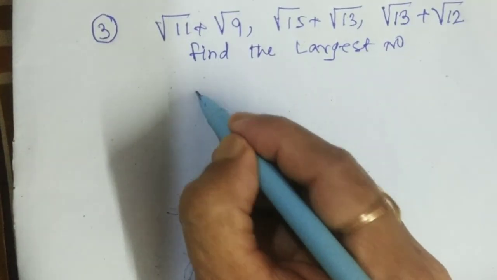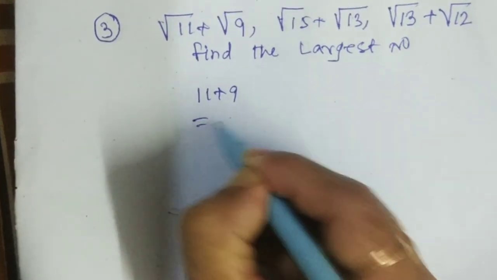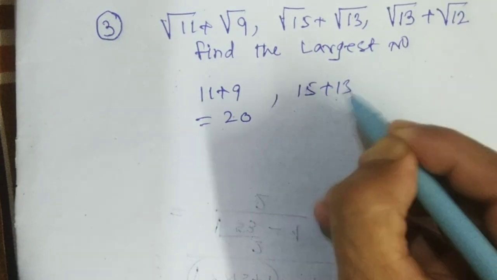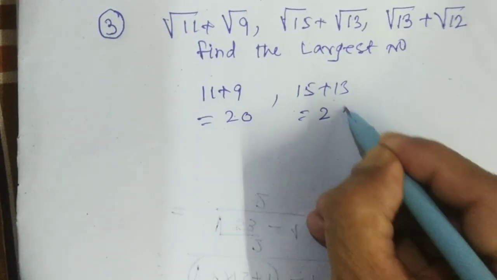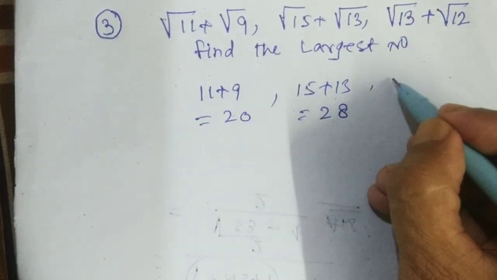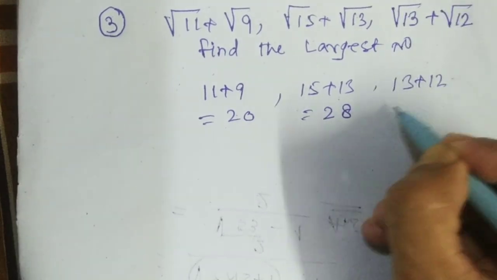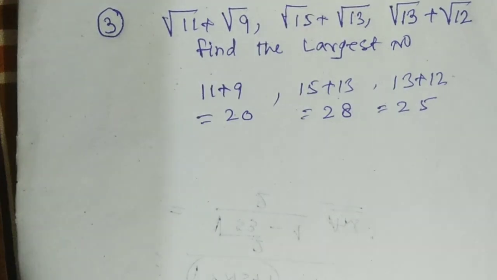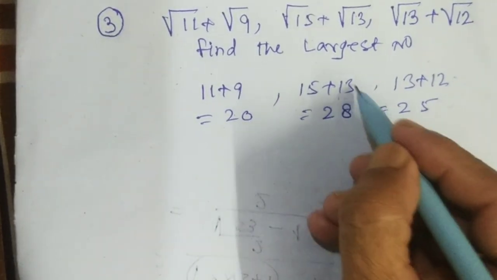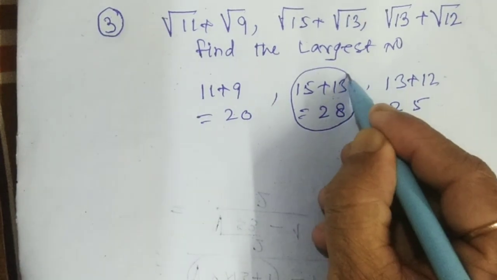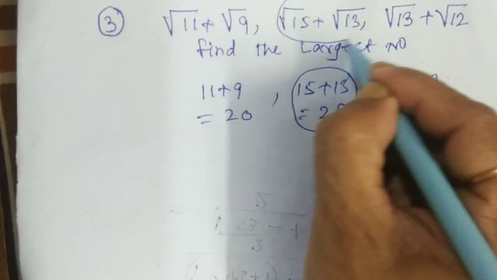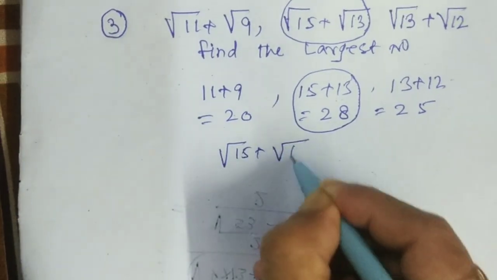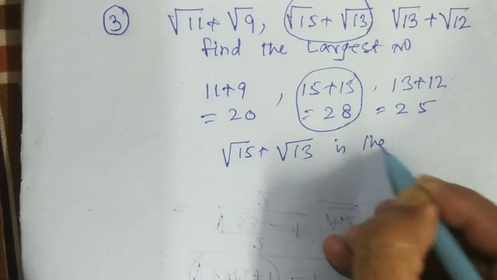Look the trick. 11 plus 9 is equal to 20. 15 plus 13 is equal to 28. And 13 plus 12 is equal to 25. This is bigger. So this is the largest number. Root over 15 plus root over 13 is the largest.